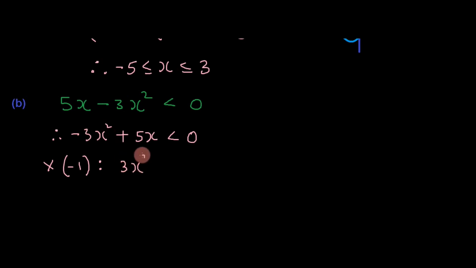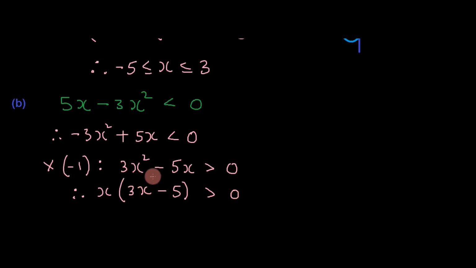So it's 3x squared minus 5x. And the inequality will switch around when we multiply through by a negative number. So this will be greater than 0. Now we can take out a common factor of x in the left-hand side. And we're left with x times 3x minus 5 is greater than 0.